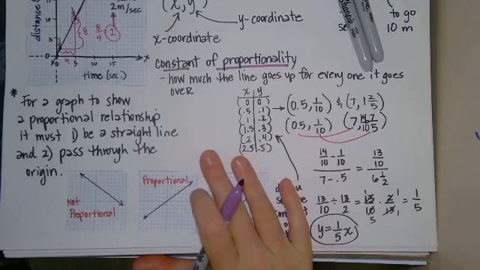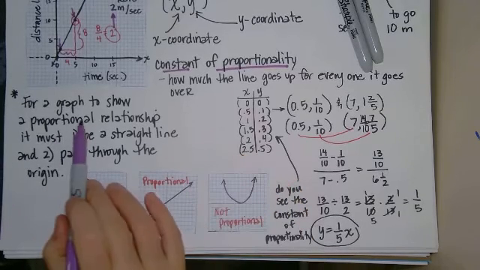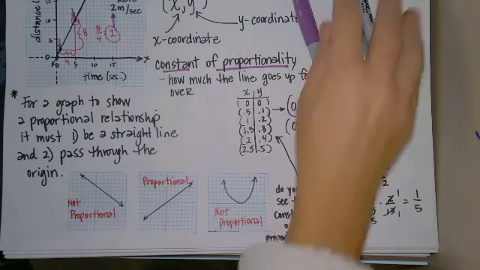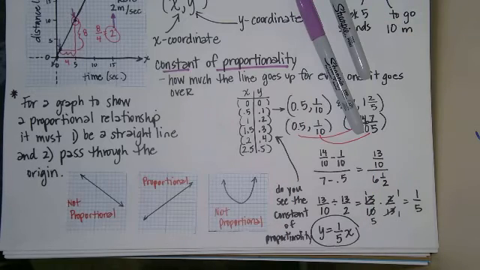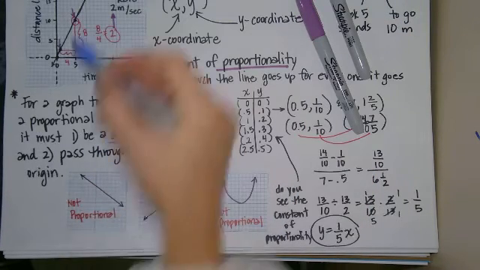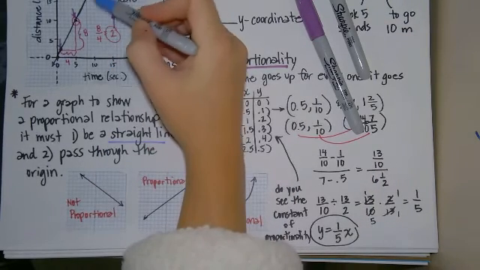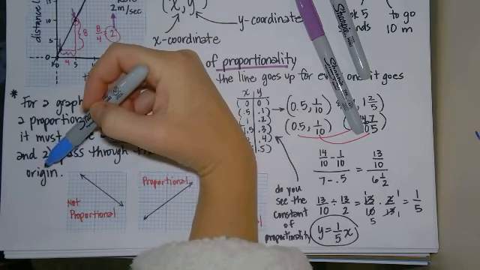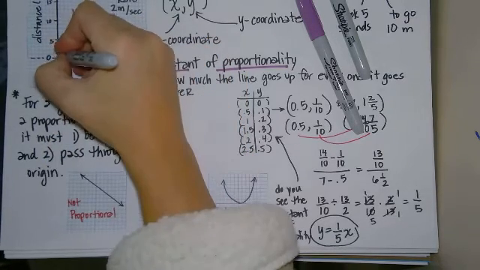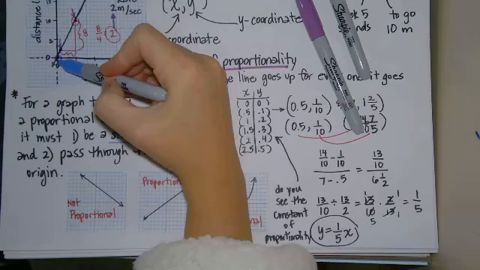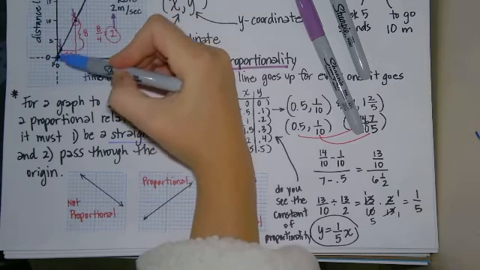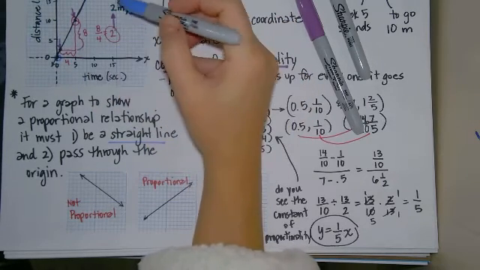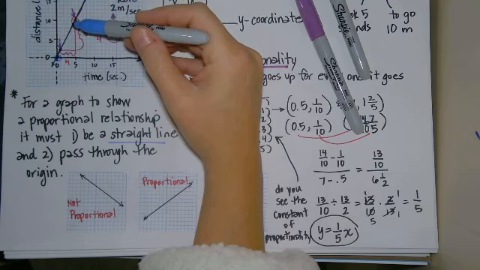All right, so let's talk about what it takes for a graph to be proportional. For a graph to show a proportional relationship, it must have 2 things, and it has to have both of these 2 things, not just one of them. It has to be a straight line. So let's take a look at this one. Yep, it is a straight line. And it has to pass through the origin. Remember, the origin is right here at 0, 0. And so you can see that this line does in fact pass through the origin, and it is a straight line. So this example right here is a graph of a proportional relationship.